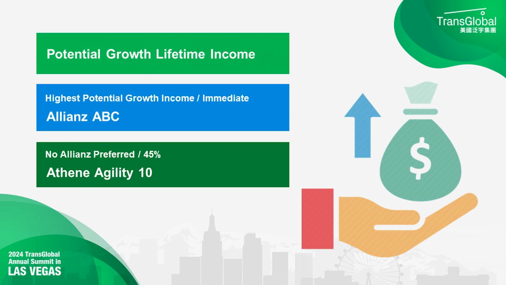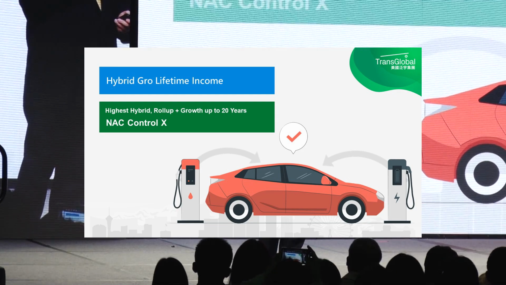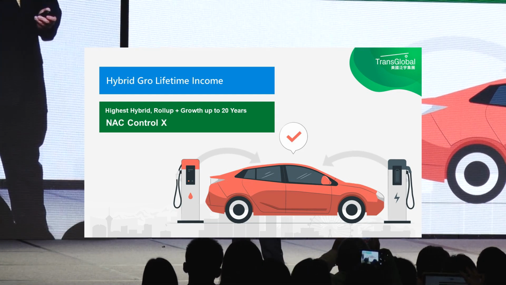For potential growth lifetime income, the number 1 is Allianz ABC. The second one is Athene Agility 10. For hybrid, it's Control X, North American.